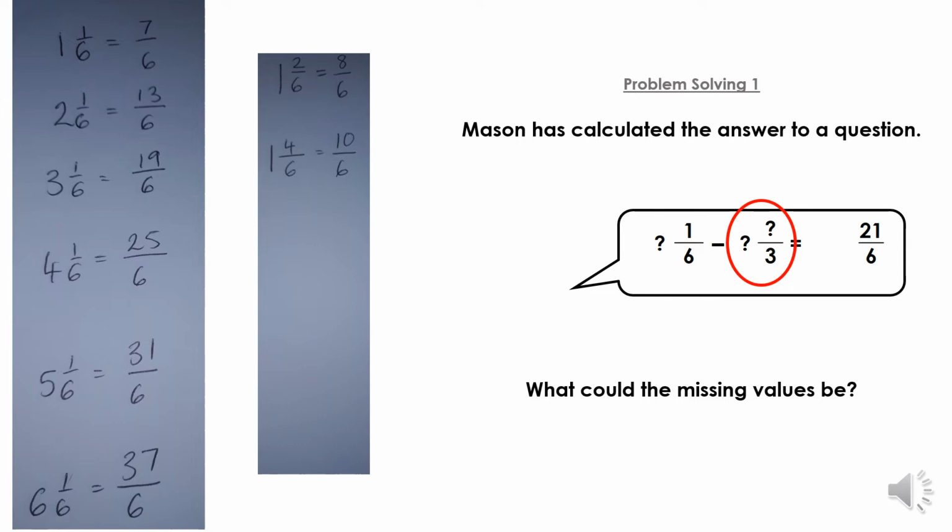Okay, so now look back at our calculation. We're looking for two fractions that have a difference of 21. I'd like you to pause the video now and have a look through our first column of sixths and our second column, which has only got 2 sixths in at the moment. Can you see a pair there that have a difference of 21?